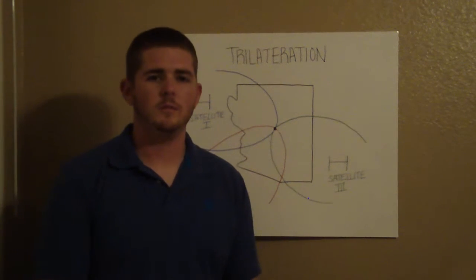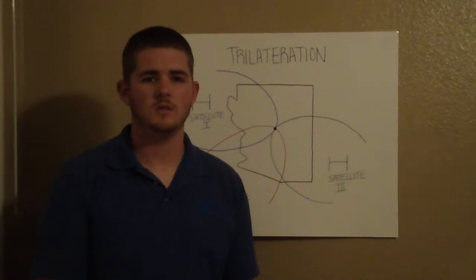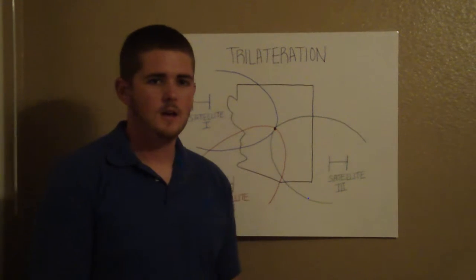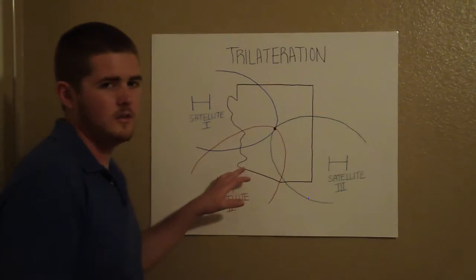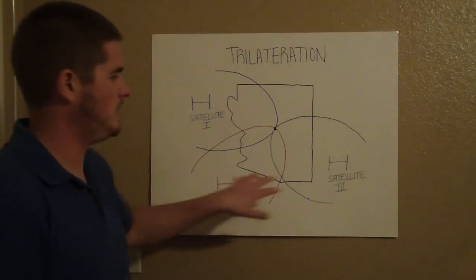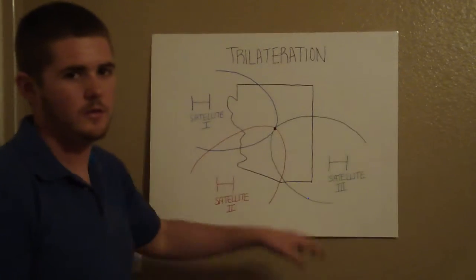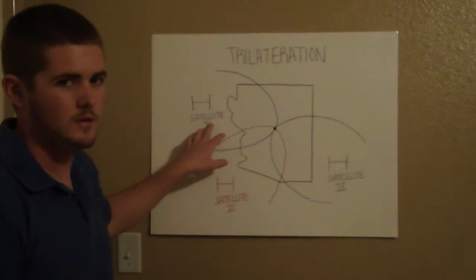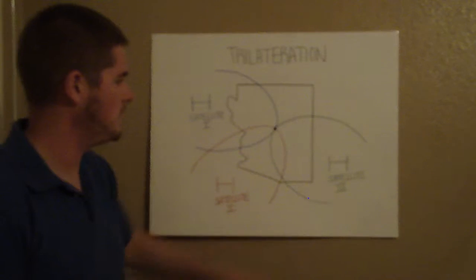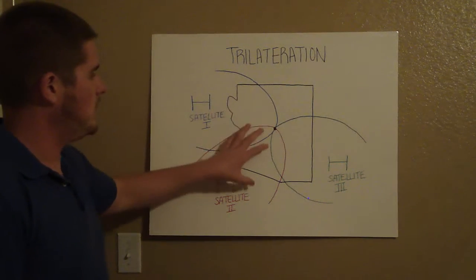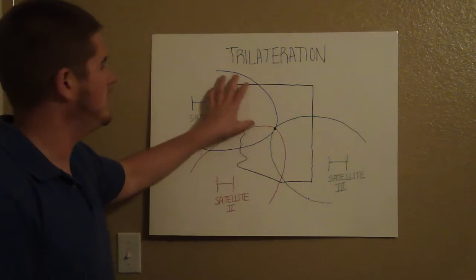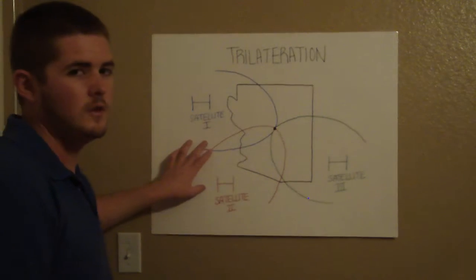One of the basic principles that GPS uses is trilateration. Behind me I have a sketch of the state of Arizona, and I have 3 different satellites. Satellite 1, 2, and 3 annotated. Satellite 1 is blue, 2 is red, and 3 is green. So, the way trilateration works, let's just pretend that we can only see this blue semicircle.